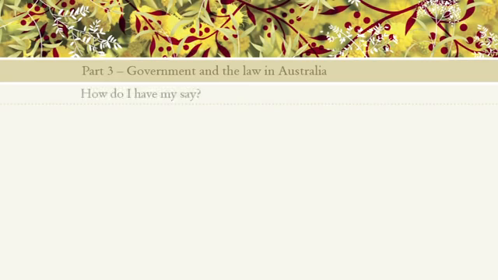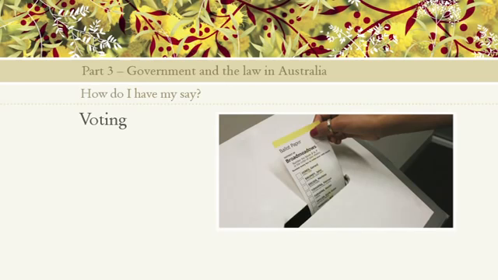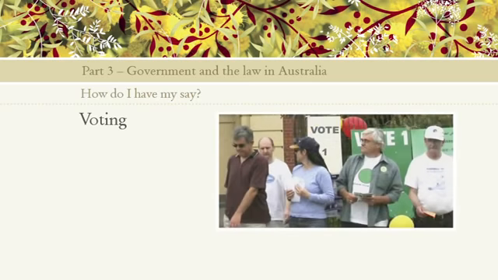How do I have my say? Voting. Australian citizens vote for people to represent them in Parliament. All citizens aged 18 years or over must enrol to vote. Citizens on the electoral roll aged 18 years or over must vote in federal, state and territory elections. Voting is by secret ballot. We are free and safe to vote for any candidate.